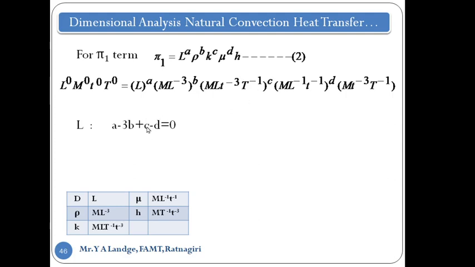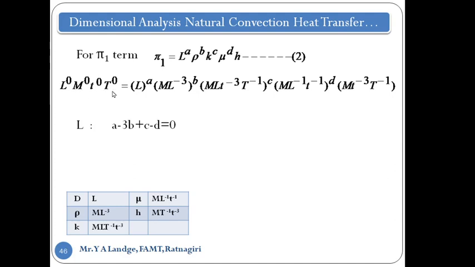So I am taking it is power C. Here is the L raised to the power minus 1 into this power D. So it is minus D. So I am writing it is minus D. And that is equal to 0 because I am taking from this one. So this is the term for L. Similarly, I am doing for the M, for small t and for capital T.